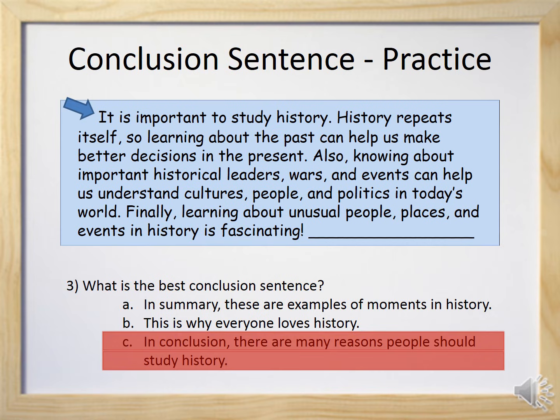And why can't the answer be sentence B? This is why everyone loves history. Well, this paragraph doesn't give reasons that people love history. This paragraph gives reasons why it's important to study history. Sentence B includes new information about how people feel about history. We can't include new information in a conclusion sentence, so the correct answer is sentence C.